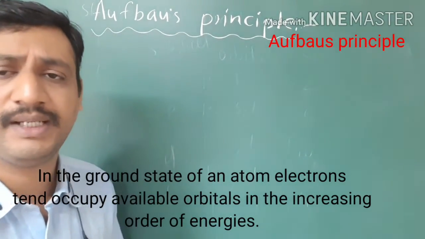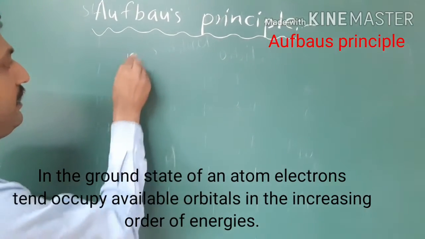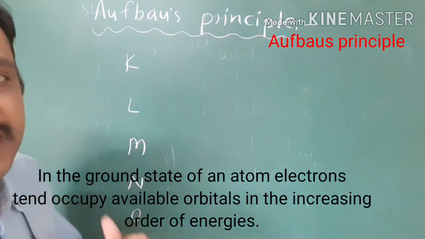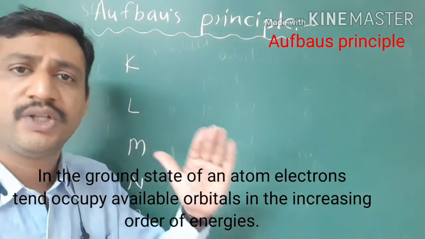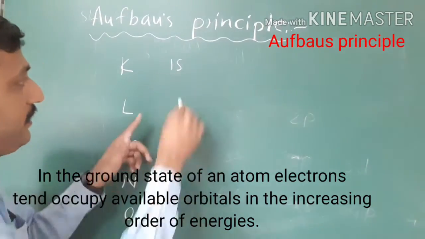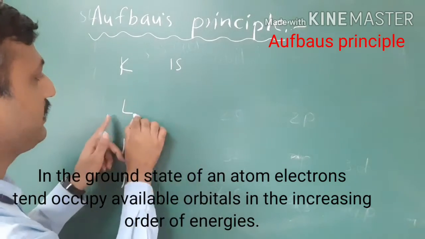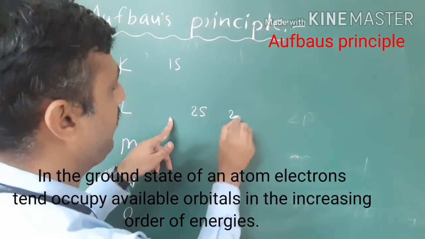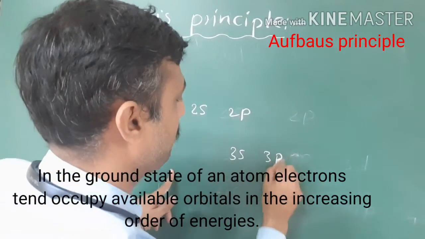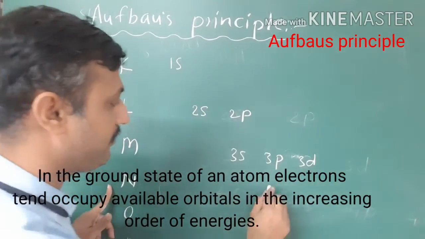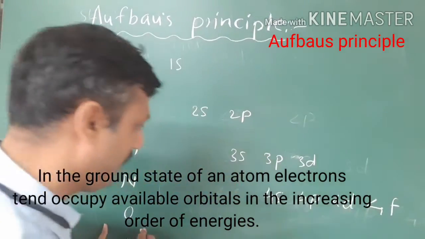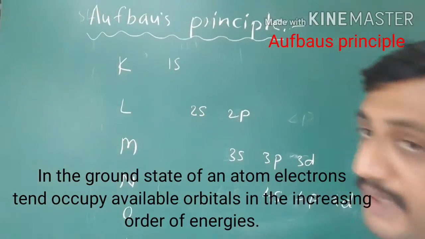According to the Aufbau's principle, in the ground state of an atom, electrons tend to occupy available orbitals in increasing order of energies. Means the lowest energy orbital is filled first. For the Aufbau's principle, we should draw the diagram like this. First shell is made up of S subshell, second shell is made up of S and P subshells, third M shell is made up of S, P and D subshells, then fourth is made up of 4S, 4P, 4D and 4F subshells, and remaining all are made up of S, P, D, F subshells.